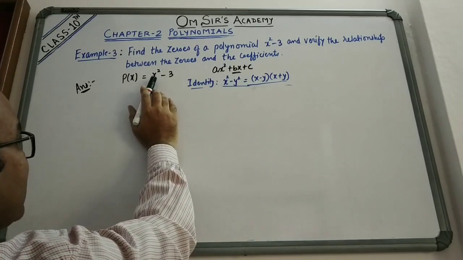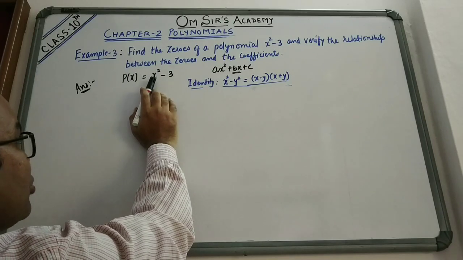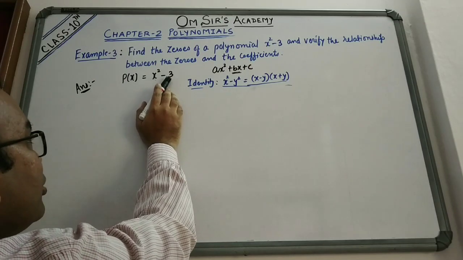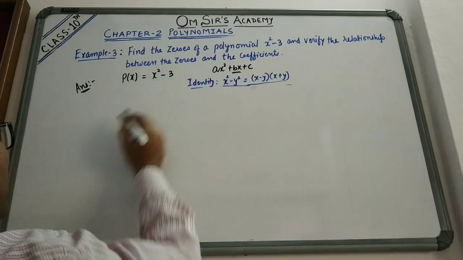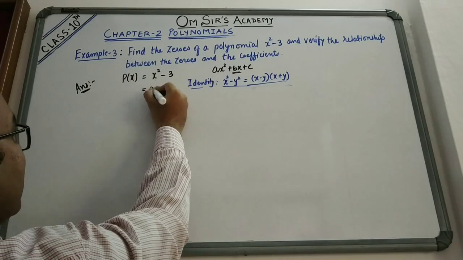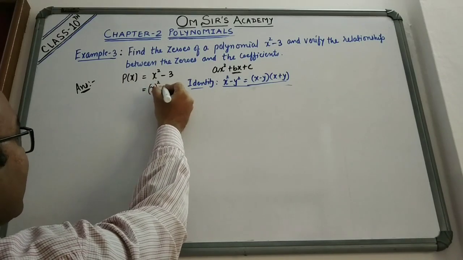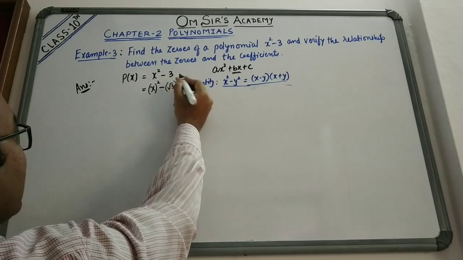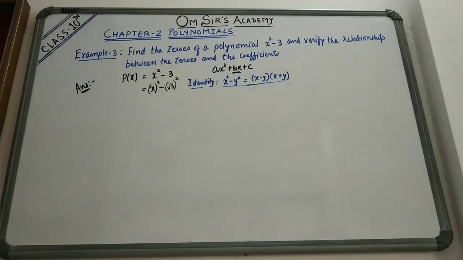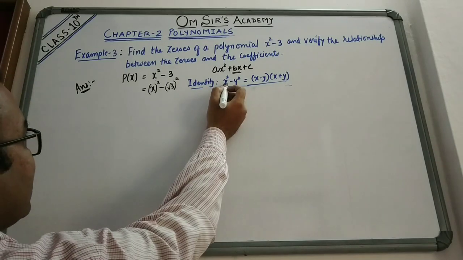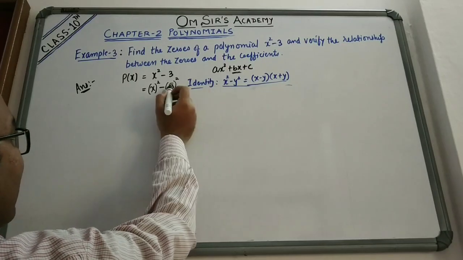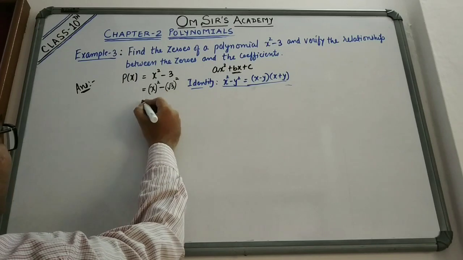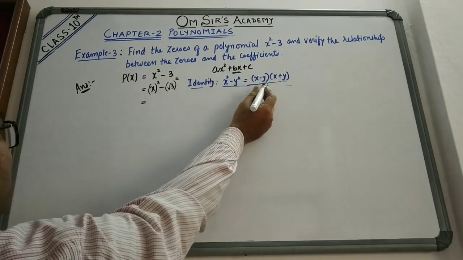Looking here, x square, the first term, is already a perfect square. Is it clear? And the last term, if I want to make it a perfect square, I can make it. How? I can write it as x the whole square minus, and 3 is the perfect square of what? √3 the whole square is 3. Is it clear? So here instead of x I took x and instead of y I took √3. So x square minus √3 the whole square will be what? X minus y and x plus y.